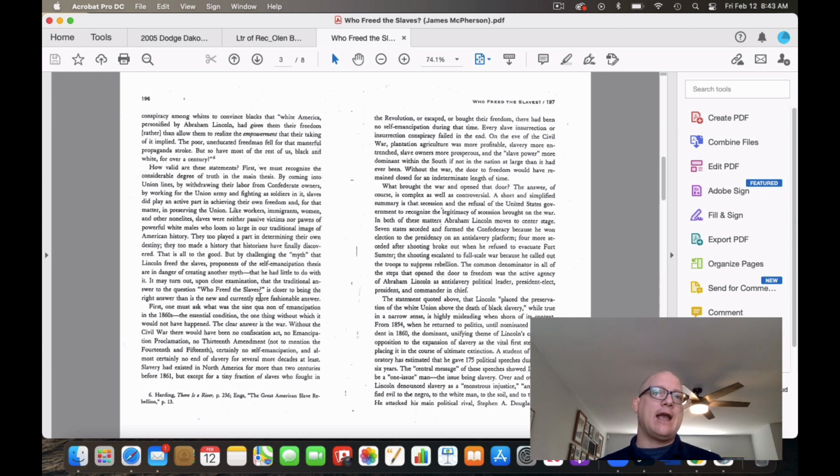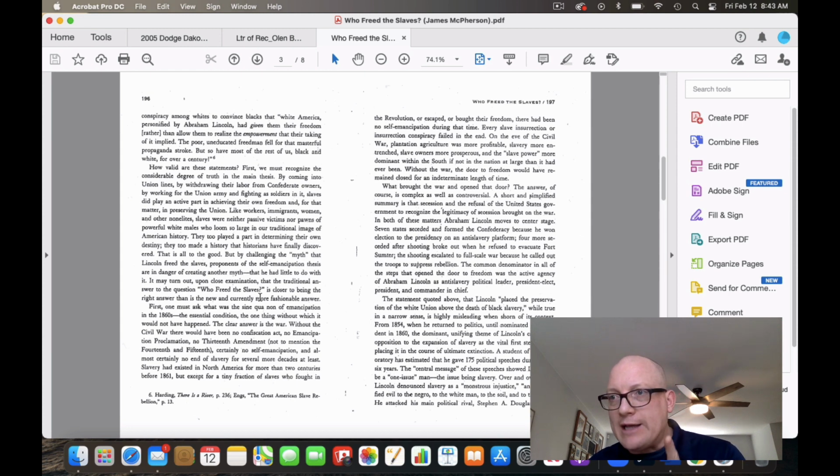So in other words, he's saying, yes, there are valid points behind the self-emancipation thesis, but the problem is the way that people are arguing the self-emancipation thesis is they're arguing that the slaves freed themselves, and Lincoln did not. He had little to do with it. In fact, some argue that he even hindered the process, not helped the process. And McPherson's saying that's dangerous because that's a myth in and of itself.